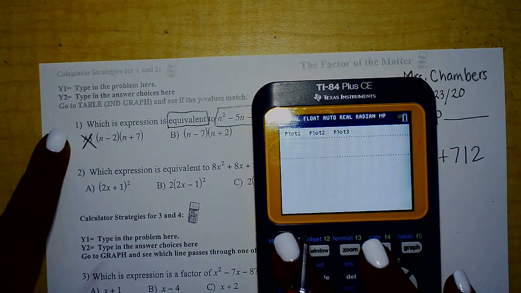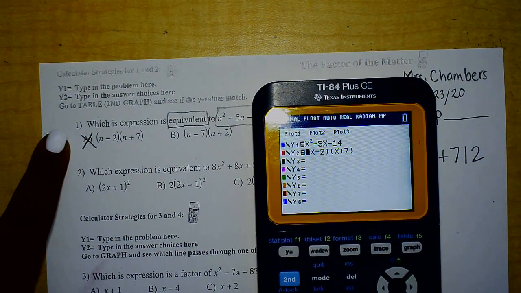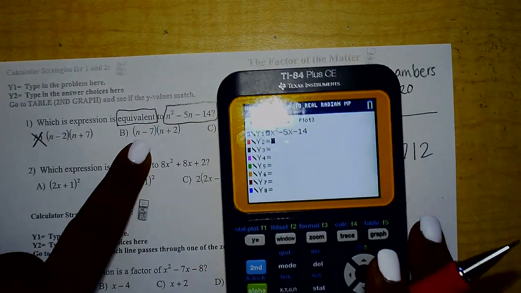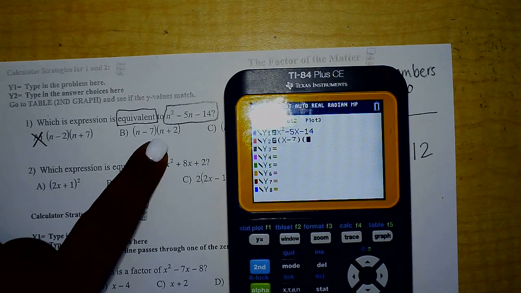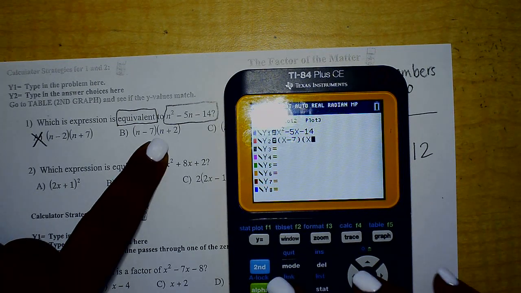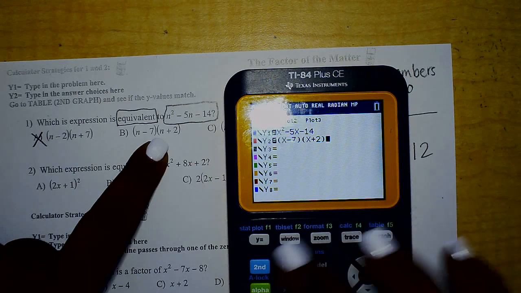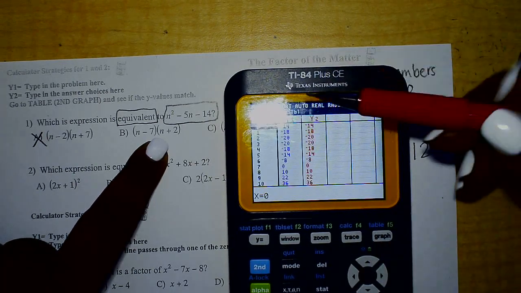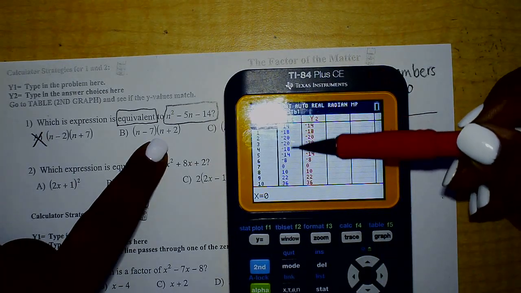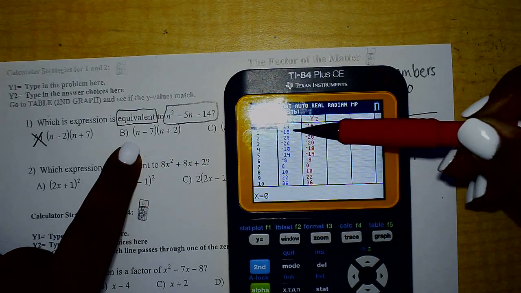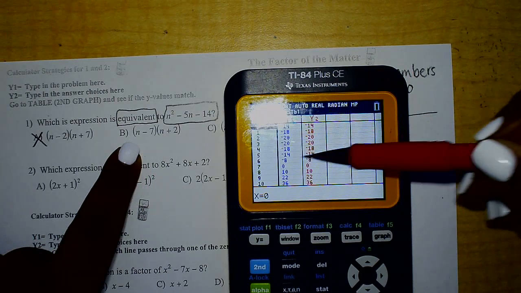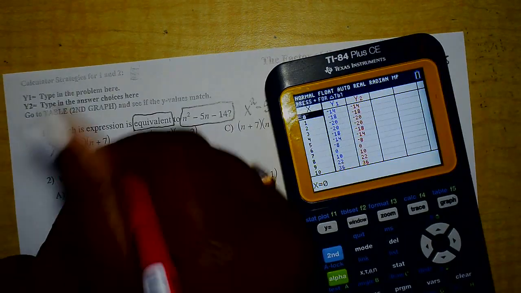So go back to y equals, go down to y2, clear what's in y2, and put your second answer choice. Second answer choice is n minus 7 times n plus 2. So open parentheses, x minus 7. Then we do close parentheses, then open parentheses, x plus 2. Second graph, so we can compare the values. We know what our values are for our problem, and then we look at y2, which is our answer choice. They look like they're equal all the way down, so therefore this one is the answer.